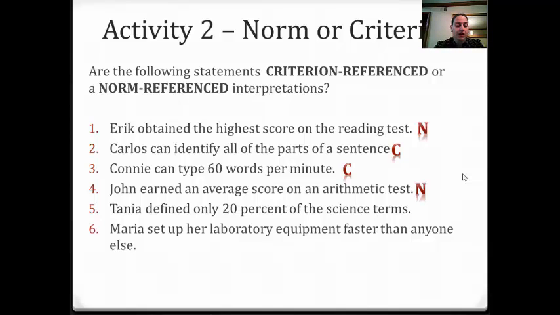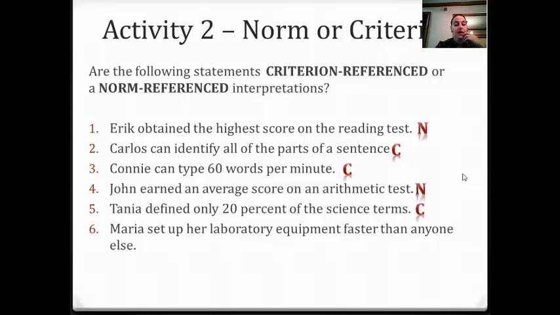Number 5, Tanya defined only 20% of the science terms. Right? Criterion, because we're talking about the terms, the information, 20% of it. So if 20% wasn't part of the cutoff to pass, then Tanya definitely failed if she only defined 20% of the science terms.